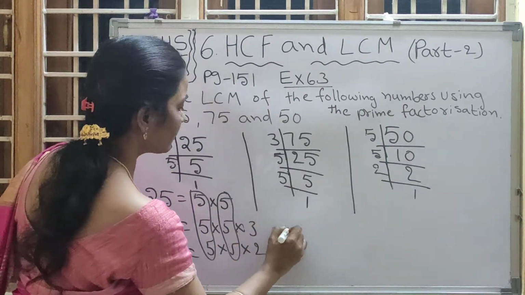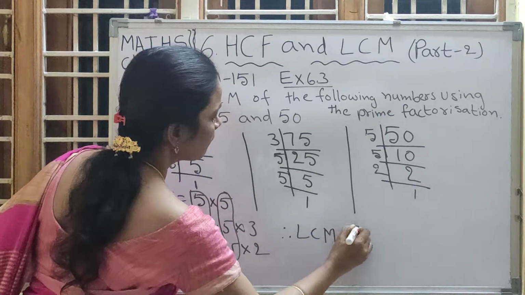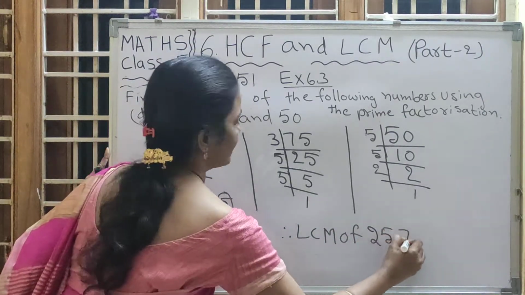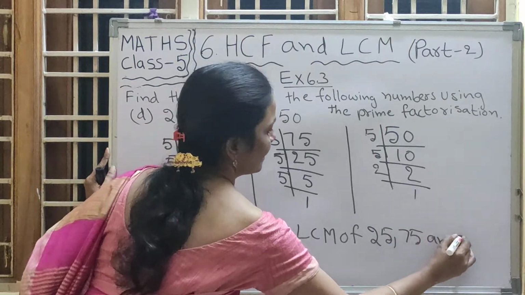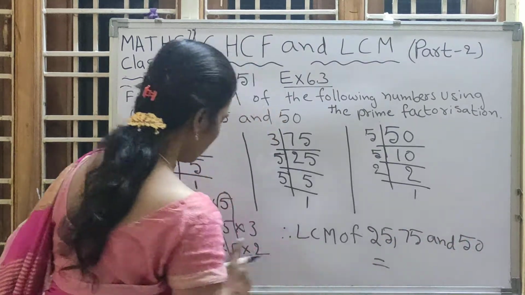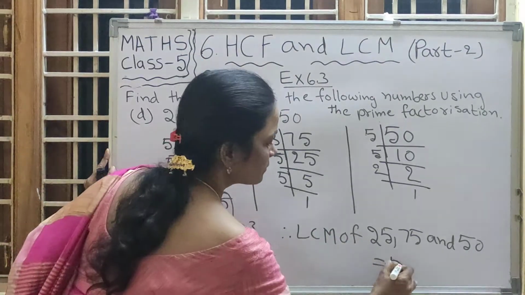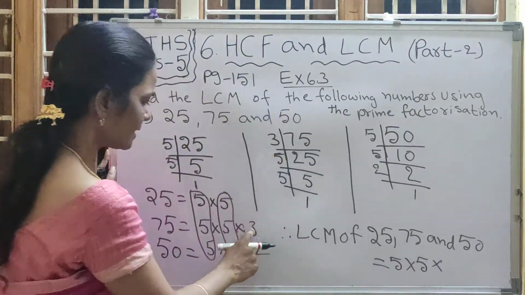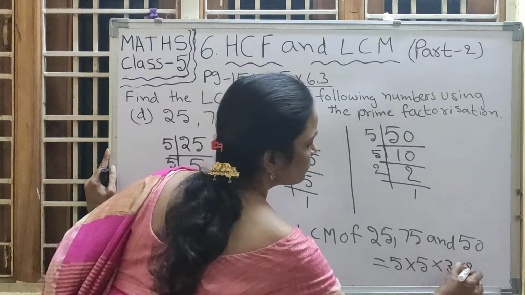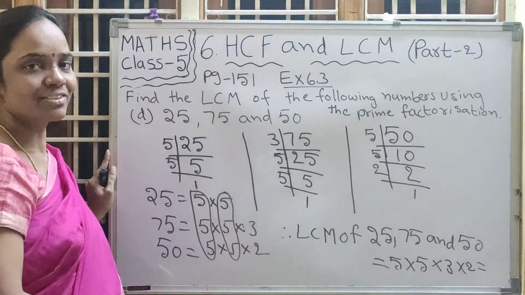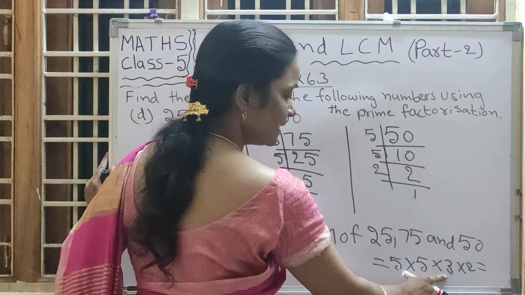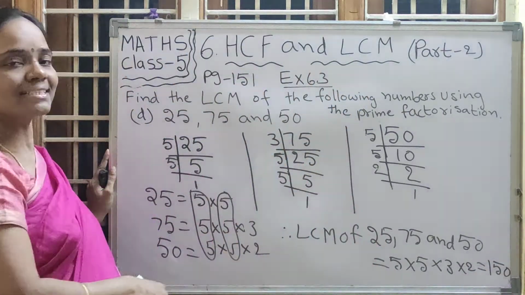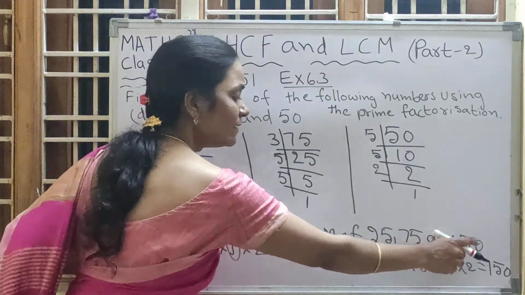So write down now. Therefore, LCM of, what are the given numbers? 25, 75 and 50 is equal to: the common factor is 5 into 5, and the remaining numbers are 3 and 2. 3 into 2. What is the answer? 5 5s are 25. 25 3s are 75. 75 2s are 150. So 150 is the LCM of 25, 75 and 50.